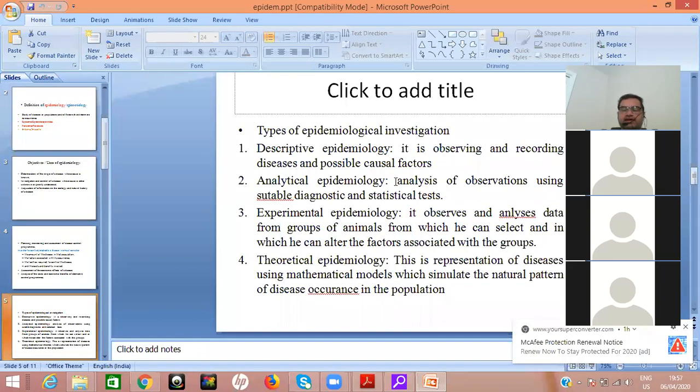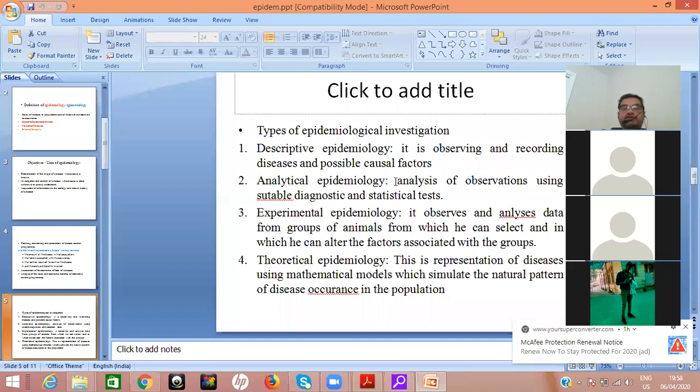They are saying that after getting infection, it will take 14 days, and within 14 days the incubation period is over and it will start showing the symptoms. So you might have seen the curve of this disease in the population, that every country is getting the curve elevated after 14 or 15 days and so on. So that is theoretical epidemiology. It means they are using mathematical models using the data of a disease, and it simulates the natural pattern of disease occurrence in the population. That is called theoretical epidemiology.